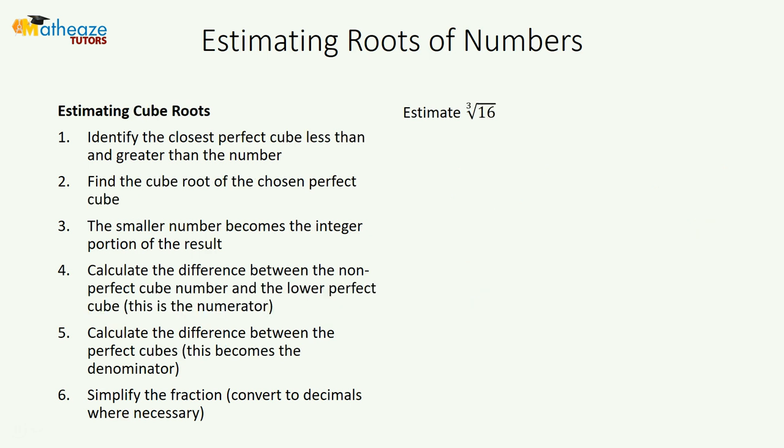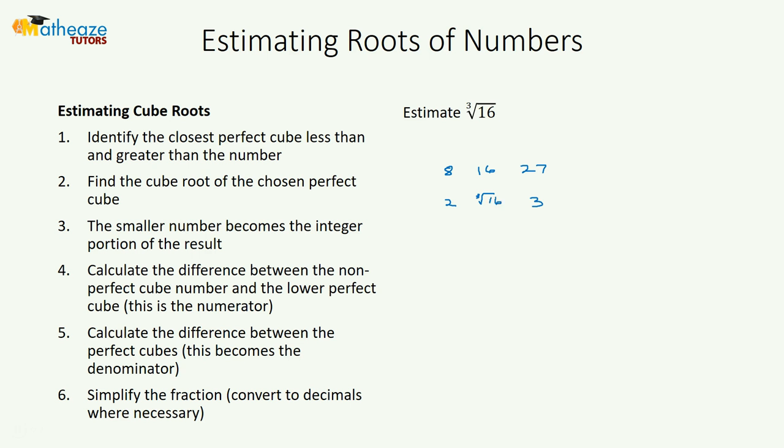Now let's look at the cube root here. So we have 16. The lower cube root is going to be 8, and the greater cube root is going to be 27. The cube root of 8 is 2. The cube root of 27 is 3. And then we have the cube root of 16.